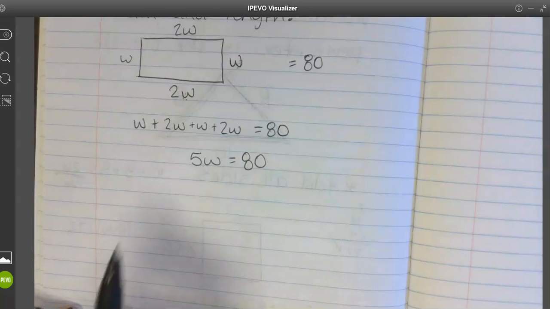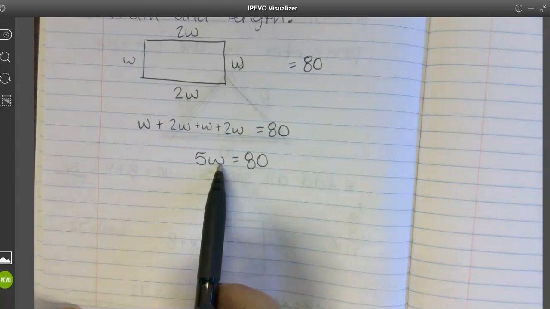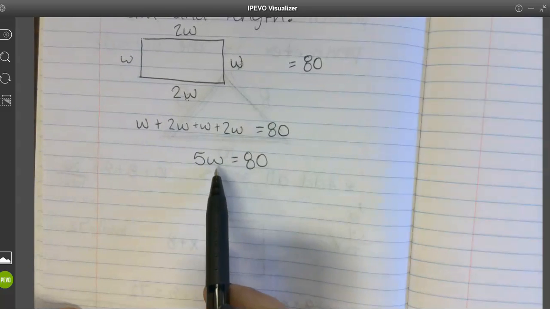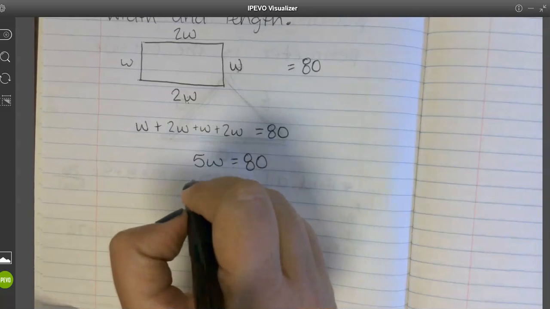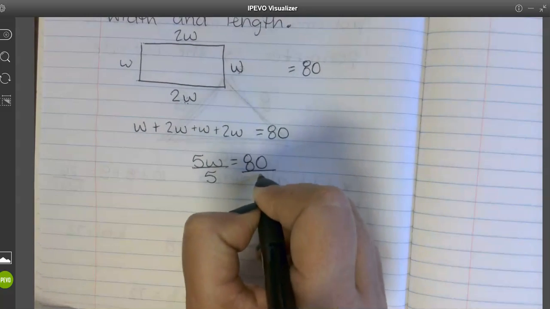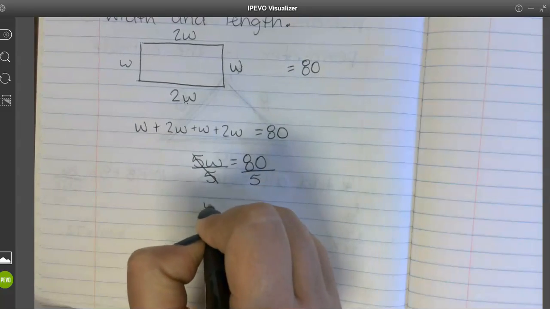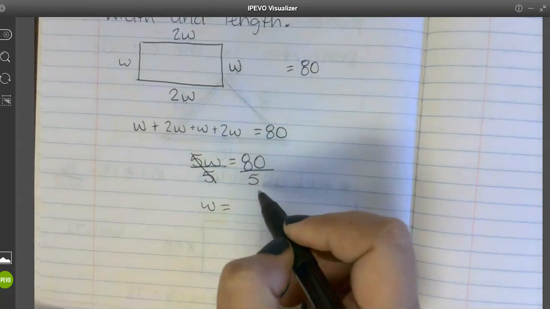I can solve. What am I doing with 5 and W? I am multiplying. So what am I going to do to solve? Divide. So I'm going to divide this side by 5 and this side by 5. That's going to eliminate, leave me with W. And then 80 divided by 5.